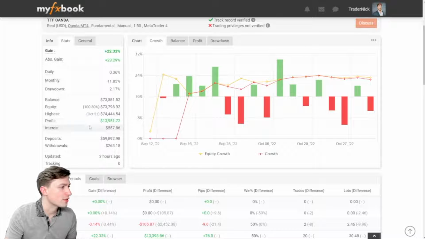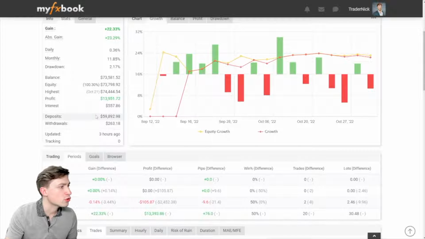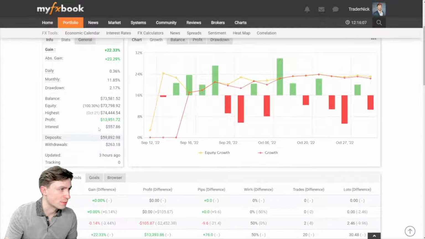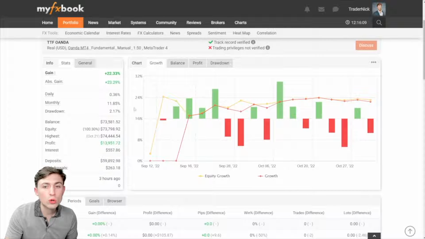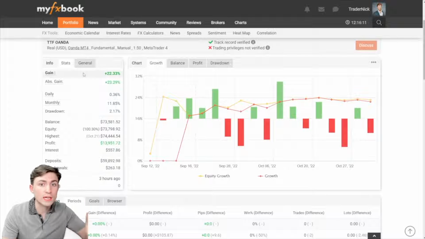It tells you the balance, it tells you the equity, it tells you the highest your equity has ever gotten to, and the amount of profit, interest, deposits, and withdrawals that you've made, and the most recent update. So this little panel by itself gives you a whole bunch of stats overall looking at your account.